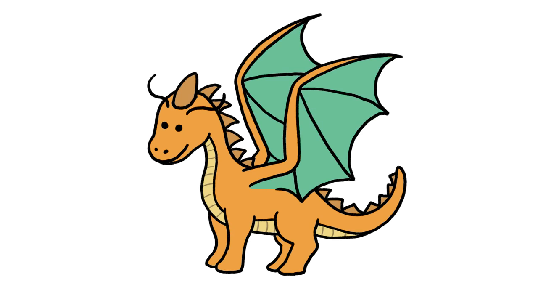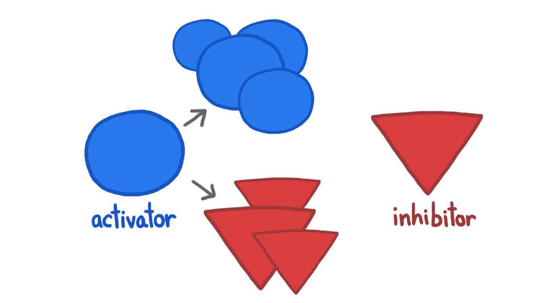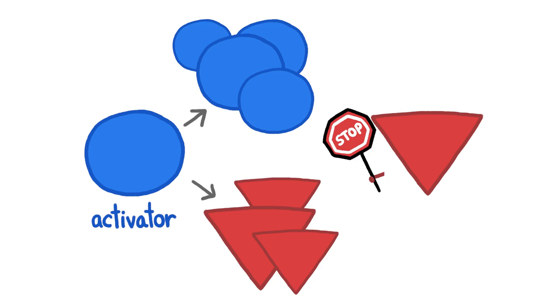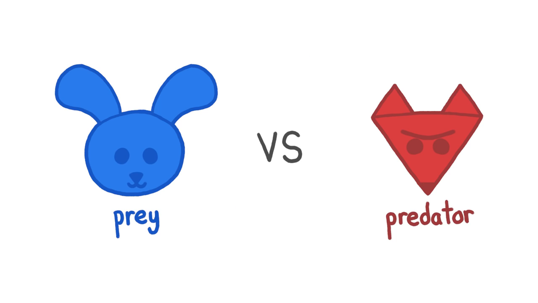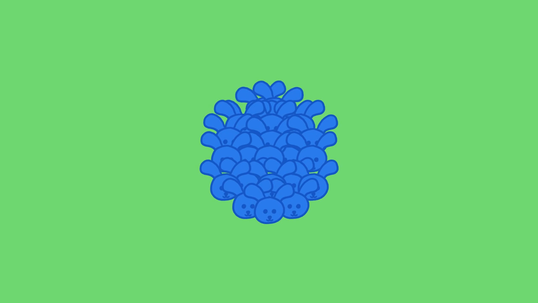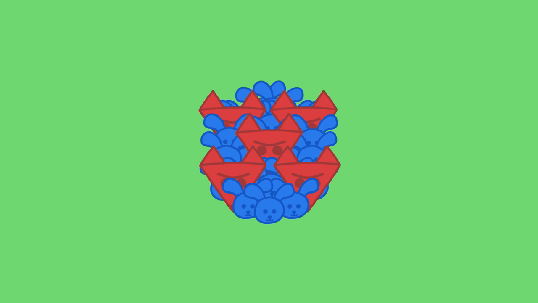The rules go something like this. Inside each theoretical organism, there are two substances called an activator and an inhibitor. The activator stimulates production of both substances, while the inhibitor slows production down. In other words, it's kind of like a predator-prey relationship. The more activator bunnies there are, the more new bunnies they make. But a bigger bunny population also means more food for the inhibitor foxes, which means more foxes, which leads to fewer bunnies, which leads to fewer foxes.